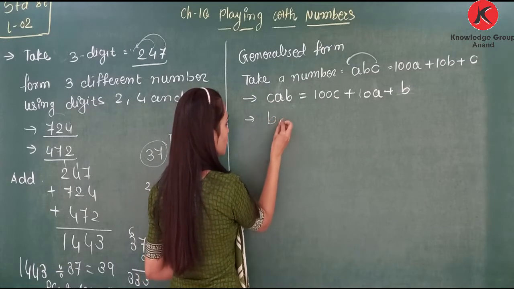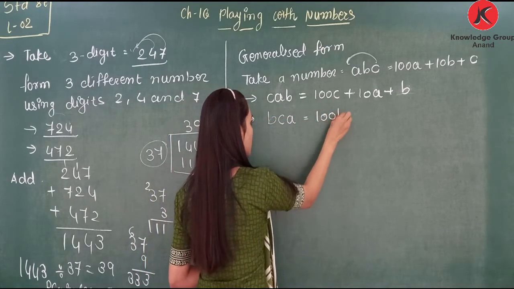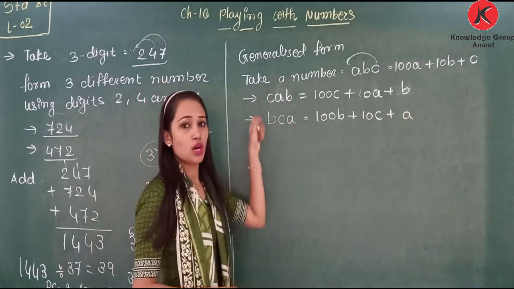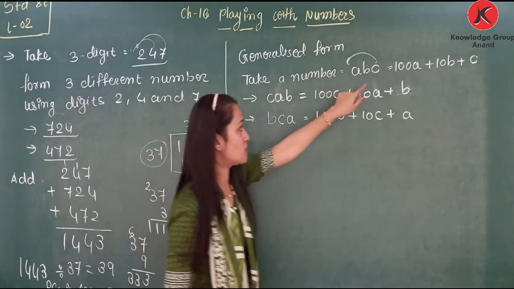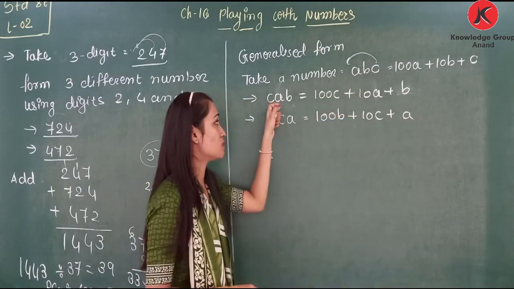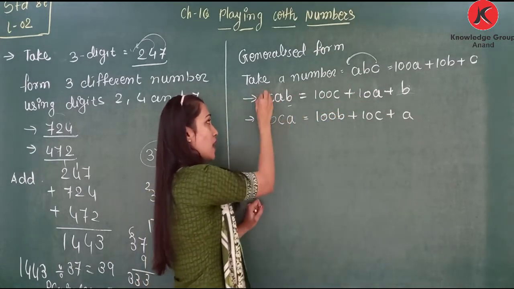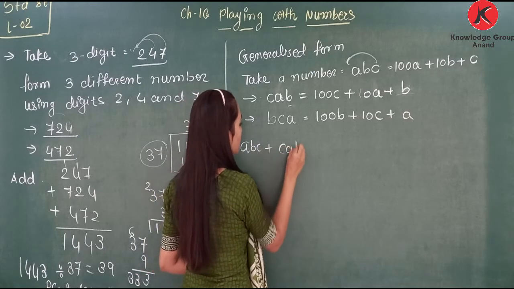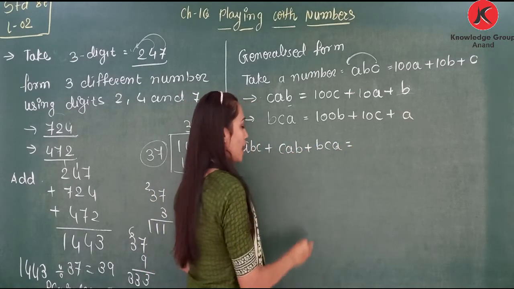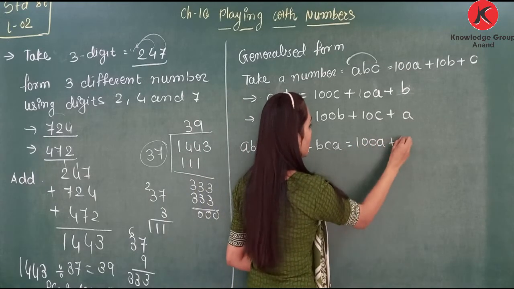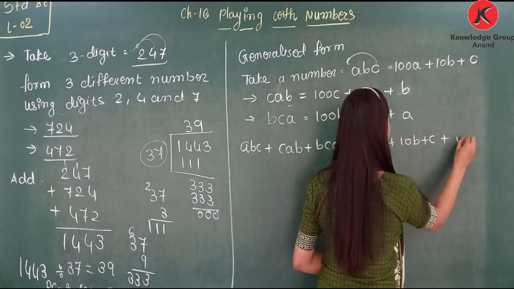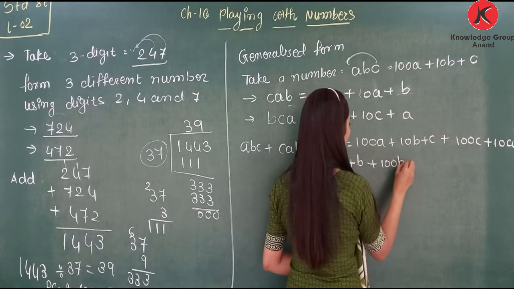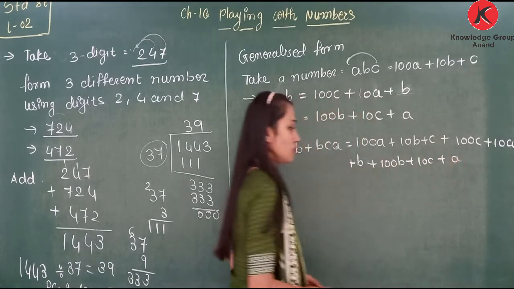Now shift this B, so B, C, A, that will be 100B plus 10C plus A. We are shifting the last digit, the unit digit, to the 100 place. So if we shift this unit digit to the 100 place, it becomes CAB. After this, we shift this B to the 100 place, so it is BCA. Add these three numbers, so ABC plus CAB plus BCA. The addition will give 100A plus 10B plus C plus 100C plus 10A plus B plus 100B plus 10C plus A.